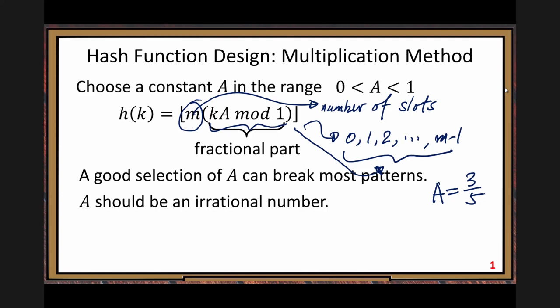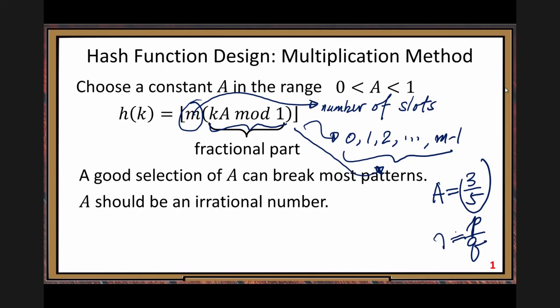Then you have many keys that you will map to the 0 slot. That's very bad, right? You don't want that to happen. So you want the irrational number. You know what an irrational number is, right? An irrational number you cannot represent as a fraction of integers, let's say P over Q.